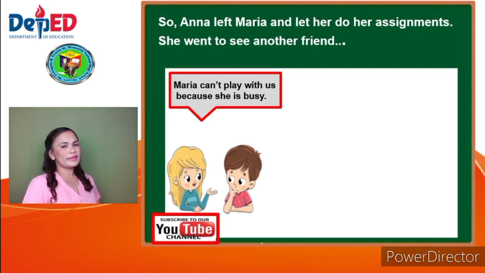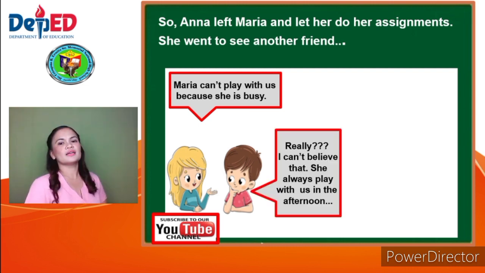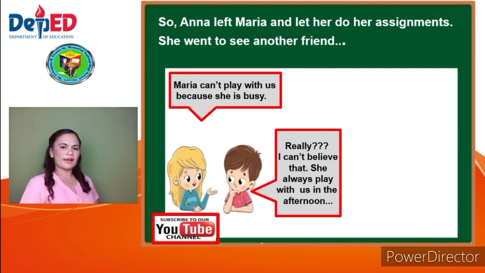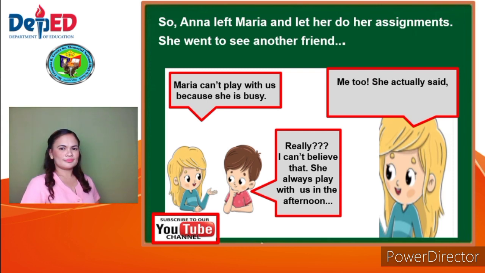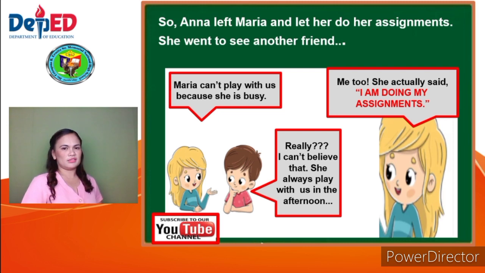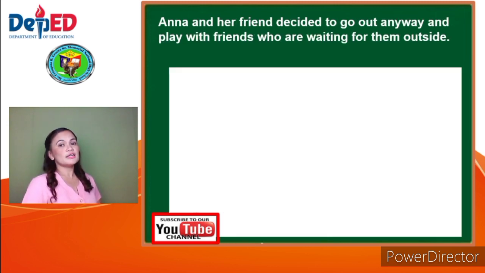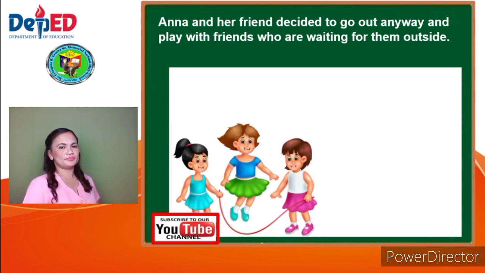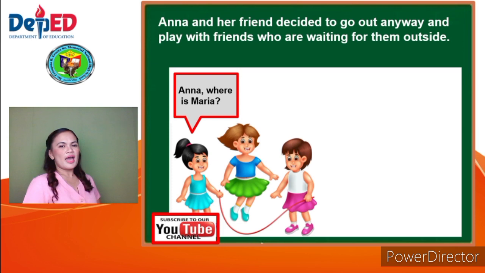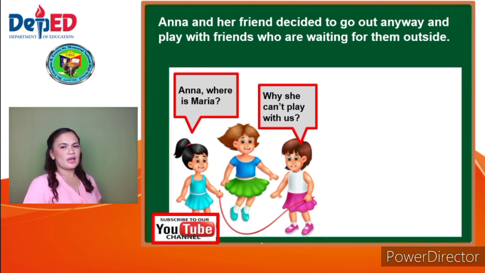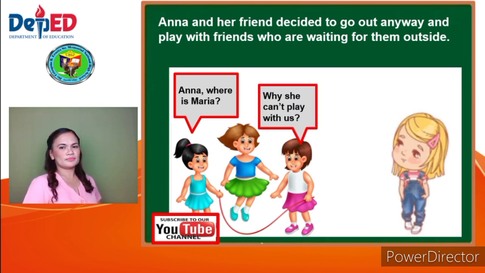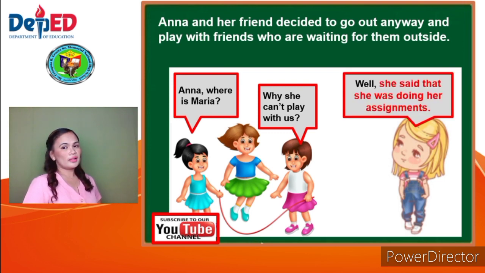"Maria can't play with us because she is busy." "Really? I can't believe that. She always plays with us in the afternoon." "Me too. She actually said, 'I am doing my assignment.'" Anna and her friend decided to go out anyway and play with friends who are waiting for them outside. "Anna, where is Maria? Why can't she play with us?" "Well, she said that she was doing her assignment."